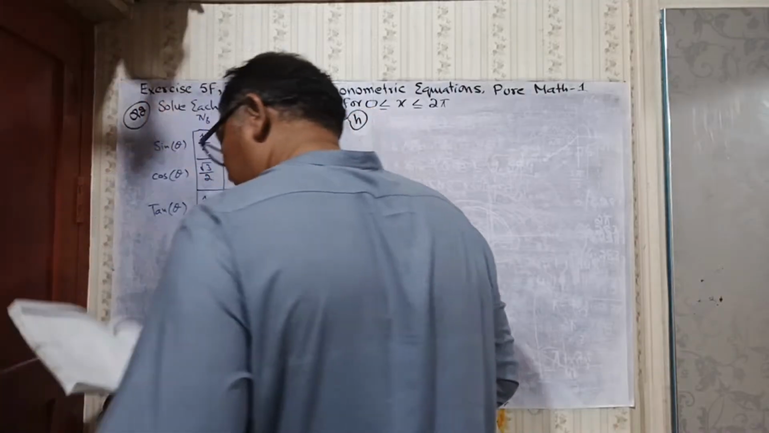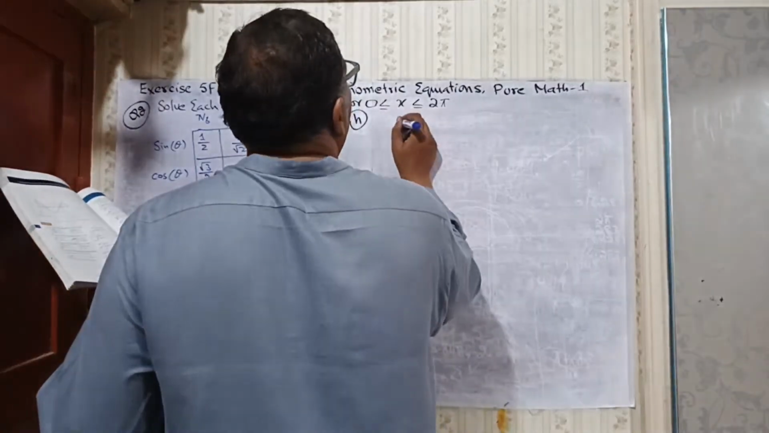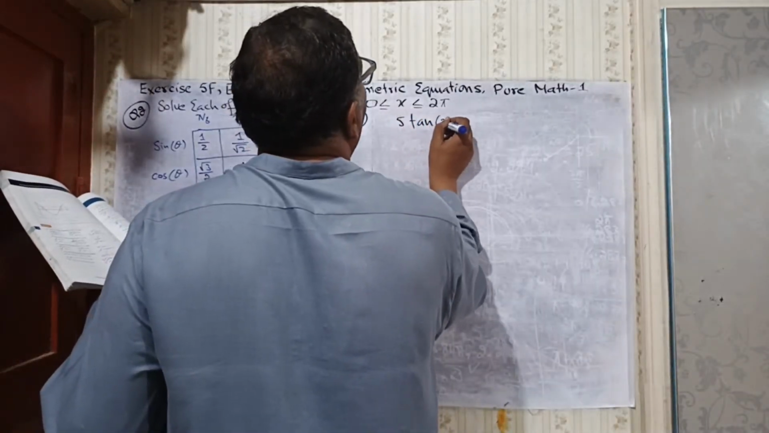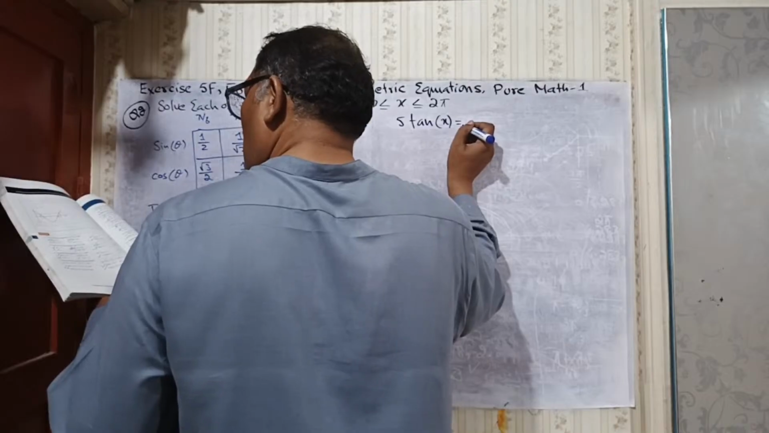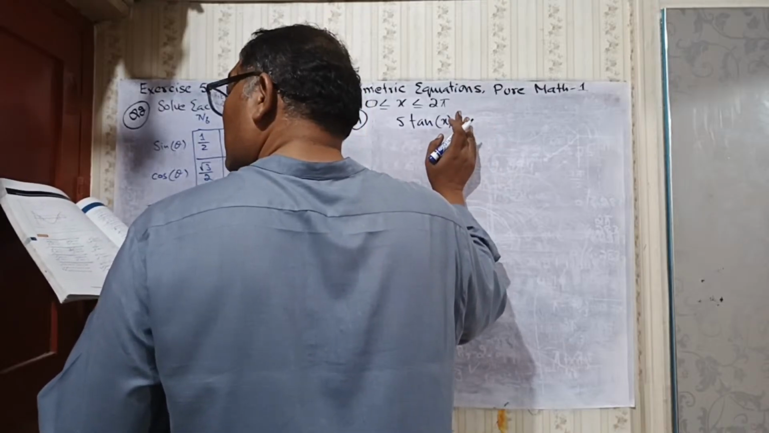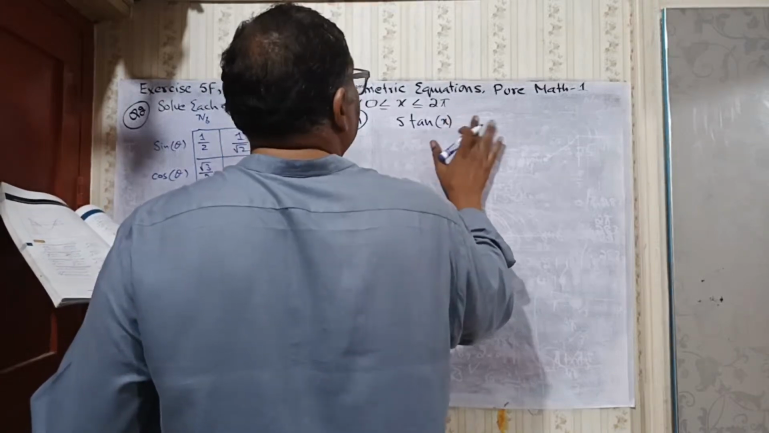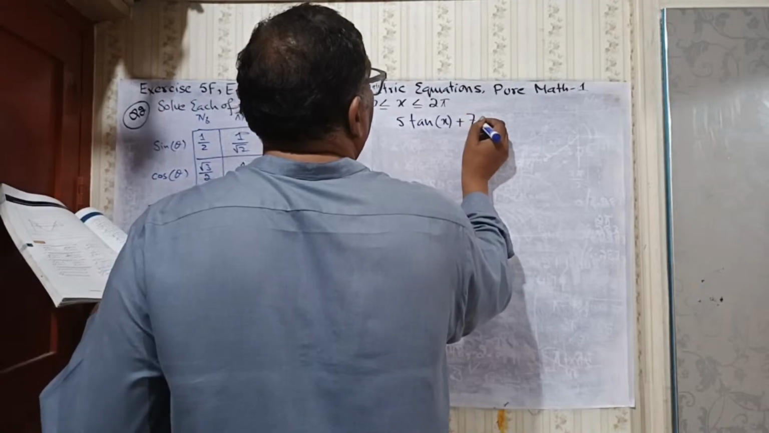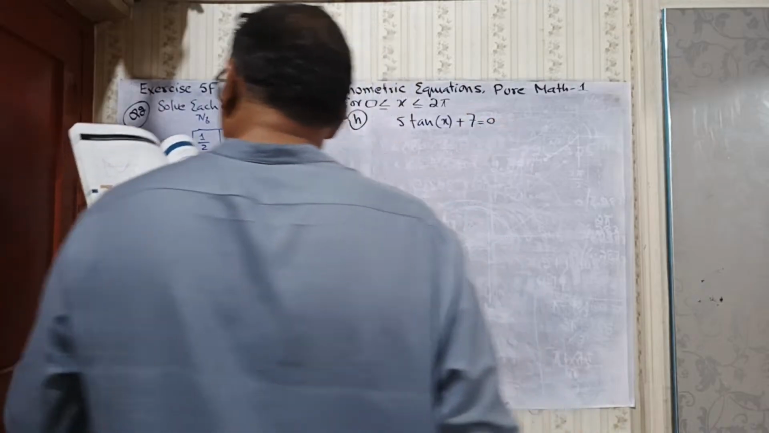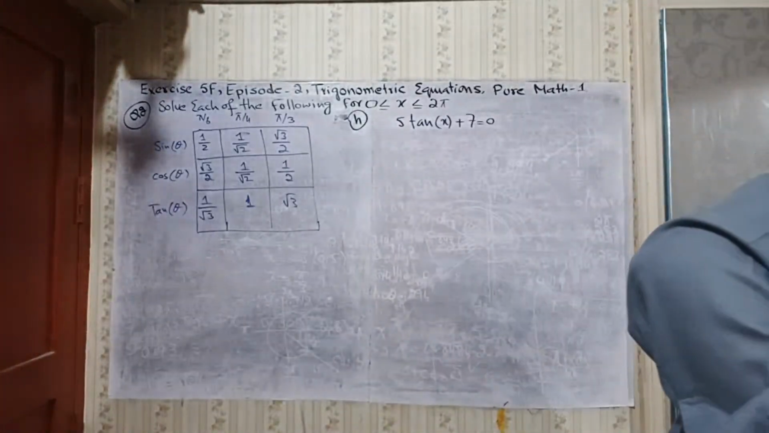Here they say 5 tan of the x is equal to... no, this is not the F. The H part is 5 tan x plus 7 is equal to 0. This is the question. The topic of this exercise is trigonometric equations.